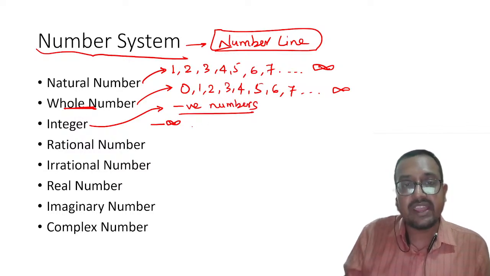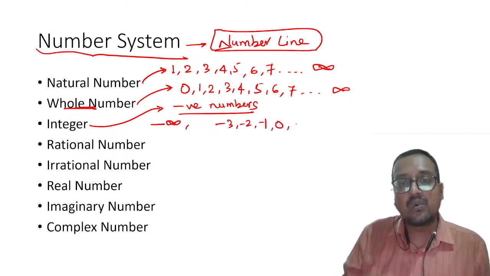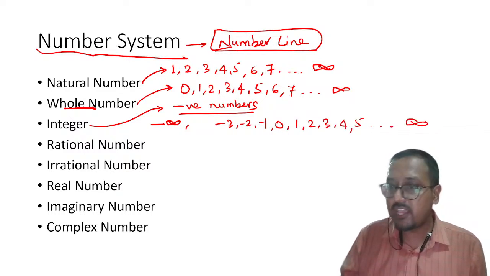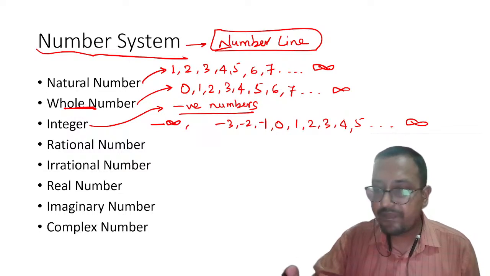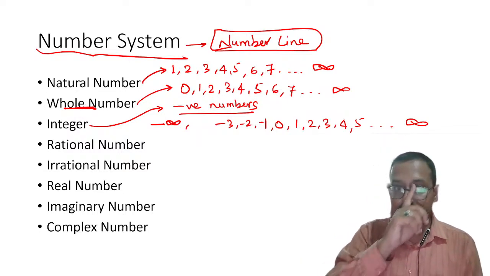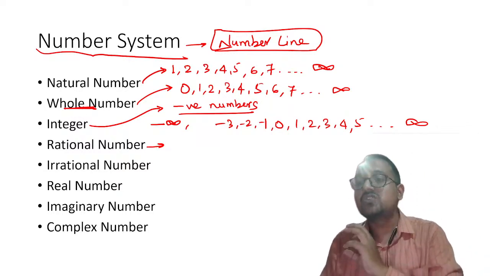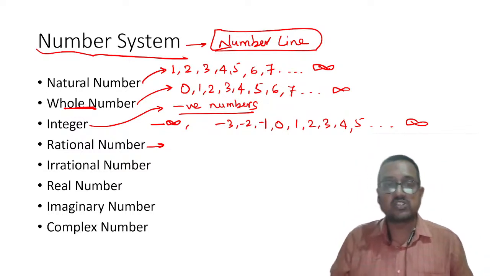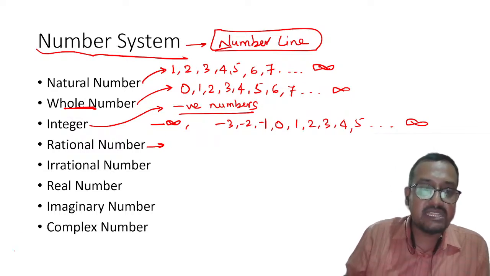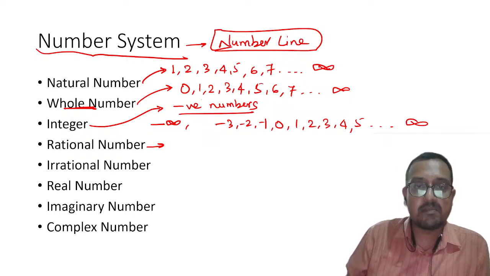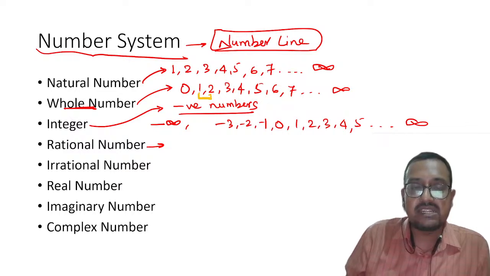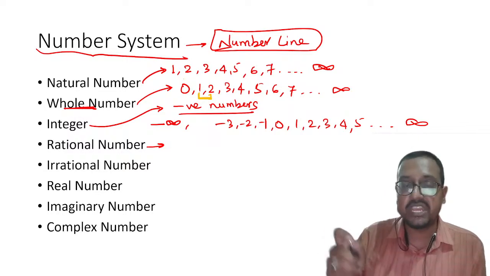So it will go from minus infinity to something like minus 3, minus 2, minus 1, 0, 1, 2, 3, 4, 5 up to infinity. I hope this is very clear. Extremely clear. Then what happened? Still, we realized that our knowledge is not complete. So we started finding gaps between two numbers, for example, 1 and 2. There is some gap. So what is the gap? We started putting in fractions.